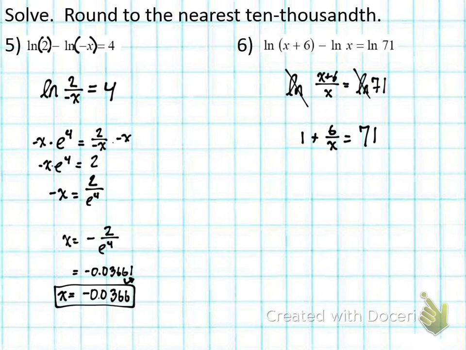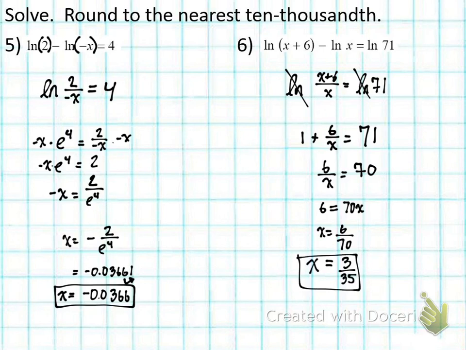Now we're going to subtract 1 from both sides, so we got 6 over x is equal to 70. Multiply both sides by x. 6 is equal to 70x. Divide both sides by 70. x is equal to 6 over 70. And we can simplify that: 3 over 35. So this is an answer.